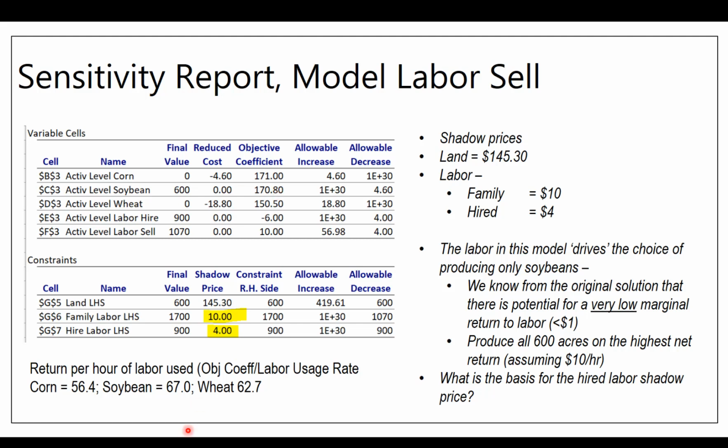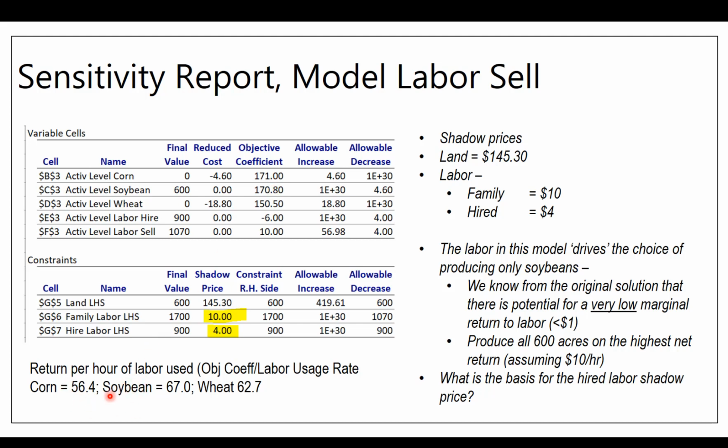Yeah, and so if you looked here, the return per hour of labor used goes from soybean at 67 down to corn at 56.4. So that's part of the story, right? It ignores some other pieces that we would see, right? But that tells us that the advantage is not just this 20 cents negative, it is actually bound up in this as well.